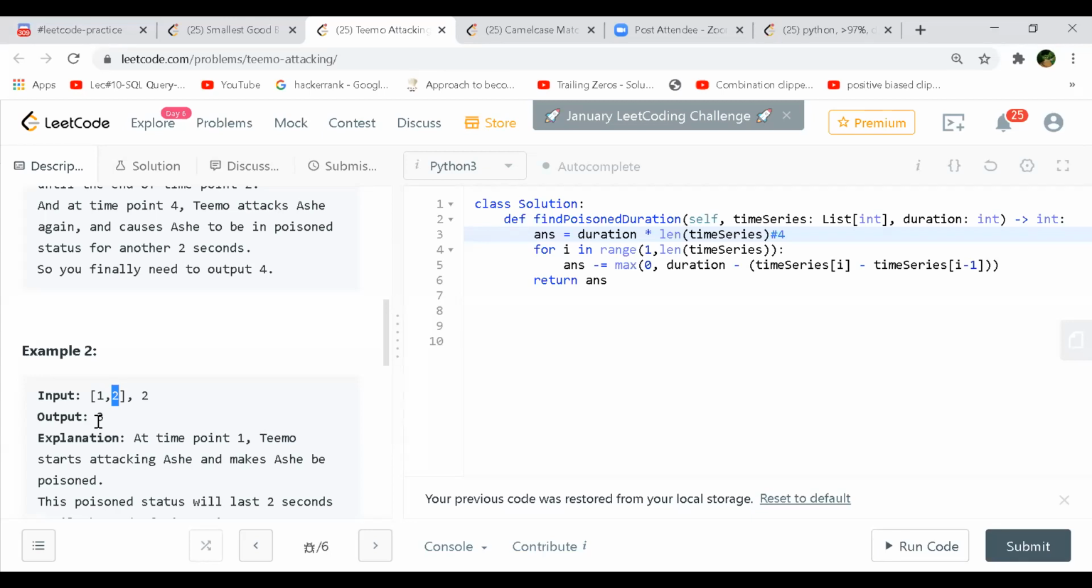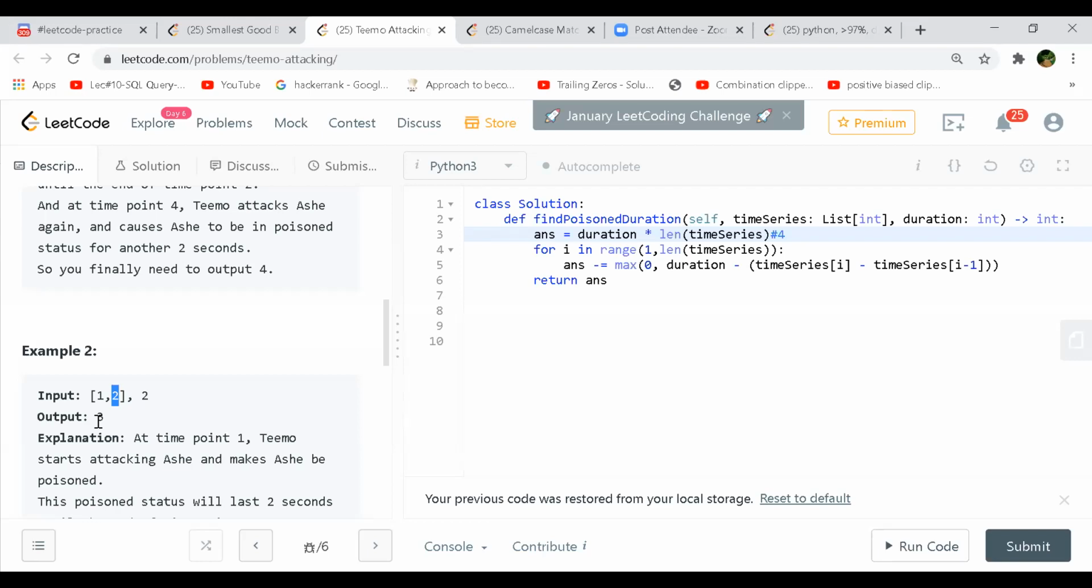The consecutive time difference, if it is greater than your duration, that will fetch you negative. No, it should be lesser than the duration, right? If it is lesser than the duration, then only you have to subtract. That's a positive case. If the difference is lesser than duration, then you'll have a positive case, right?